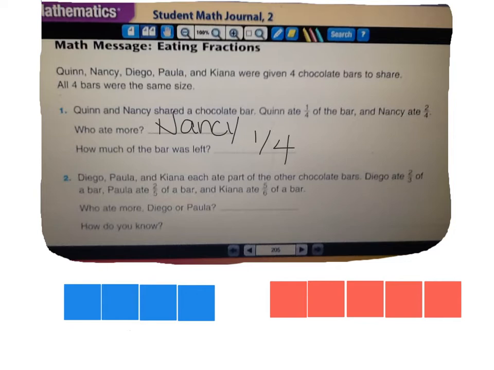So who ate more? Can you figure out the answer to that one? If you said Diego, that's probably who I would go with, but we would have to do a picture to go with that. So in your notes, you could draw a picture, but you've got to make sure that you make each of the bars exactly the same size and then divide your pieces. You can show me your answer when you come to class.